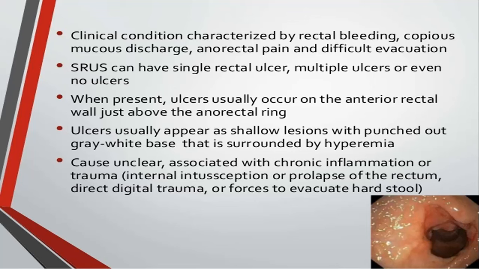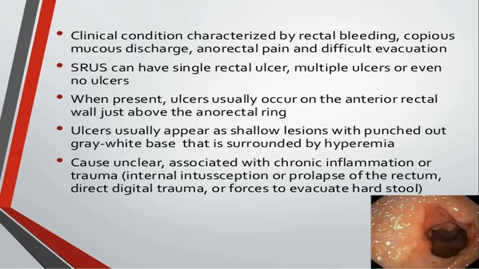Just above the anorectal ring, the anterior wall of the rectum shows a single ulcer, multiple ulcers, or nothing. How does the ulcer appear? It's a shallow lesion with a punched out gray white base, surrounded by hyperemia. Around that ulcer there is a hyperemic area and a punched out gray white base.